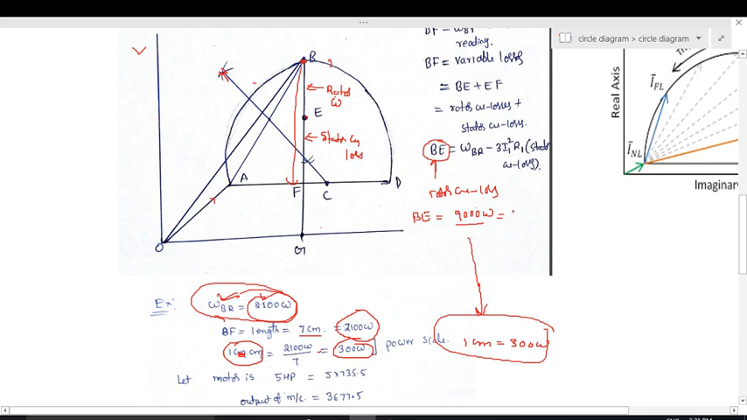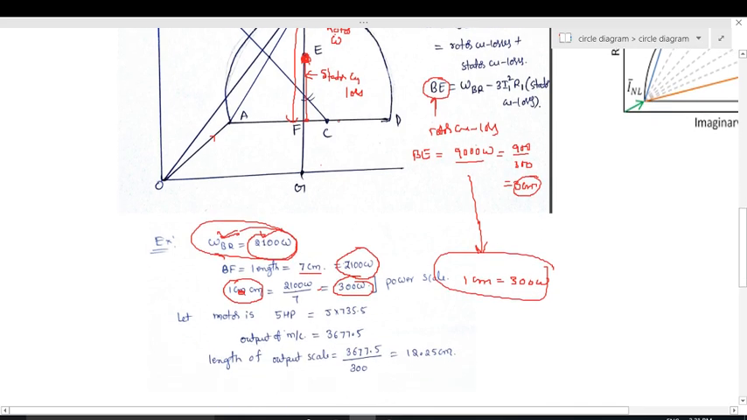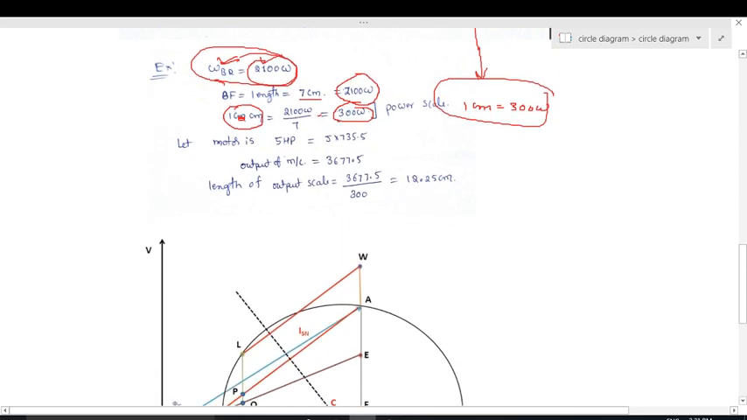900 by 300 gives us 3 centimeters. This is the length from F to E. The total length is 7, but BE length is 3. In that way we can decide the E point. So this is the way to find the location of the E point.